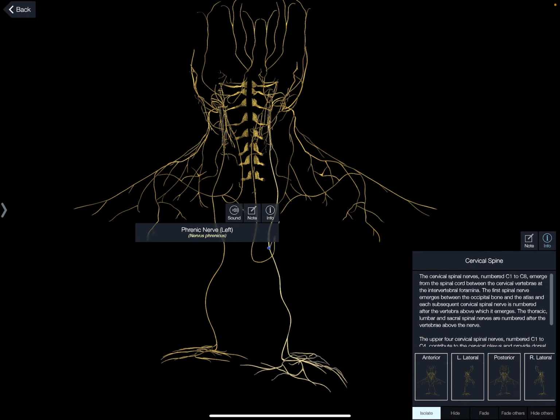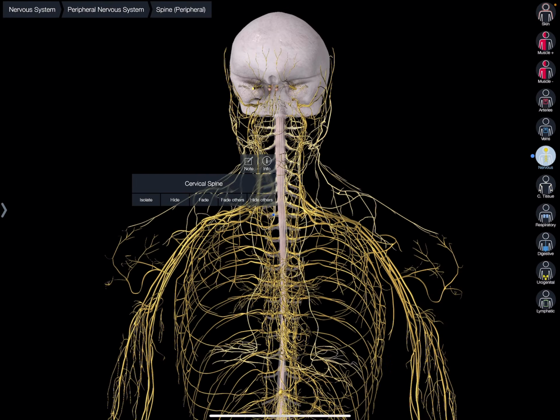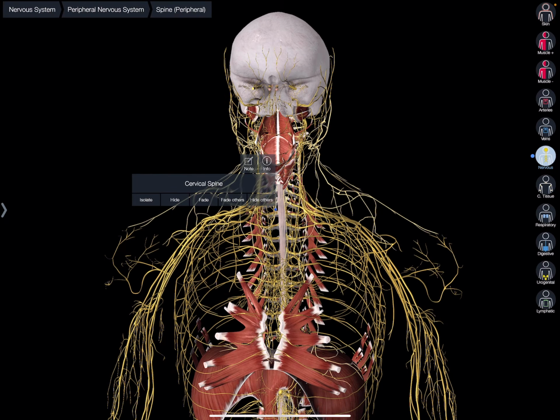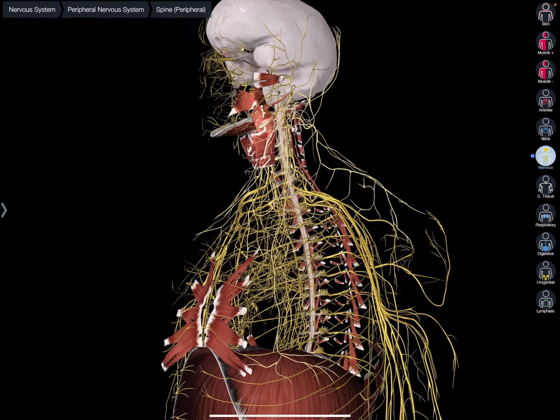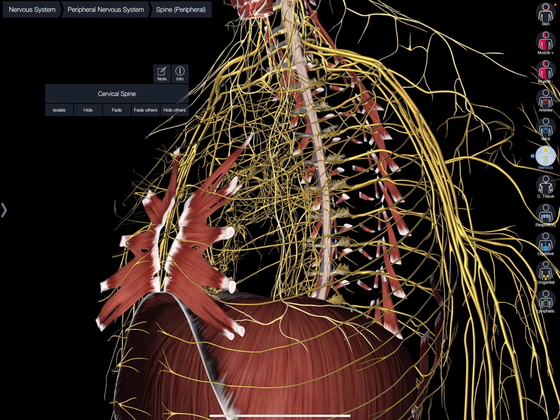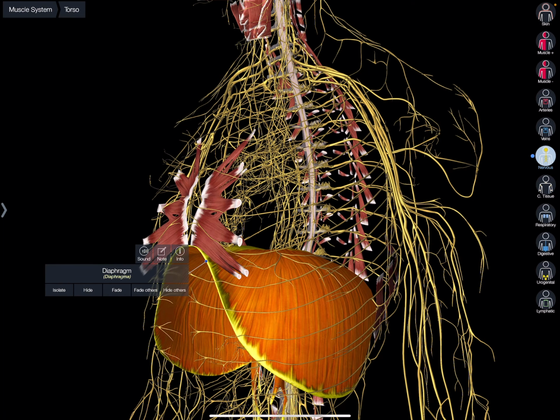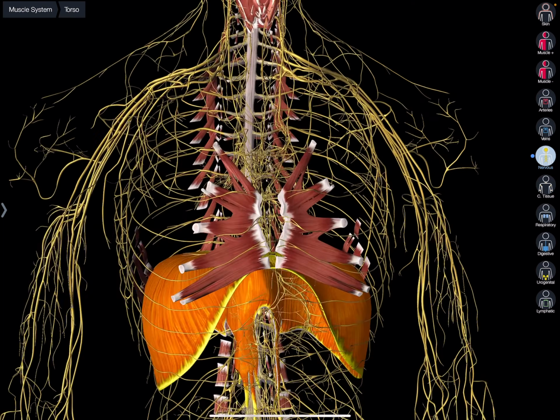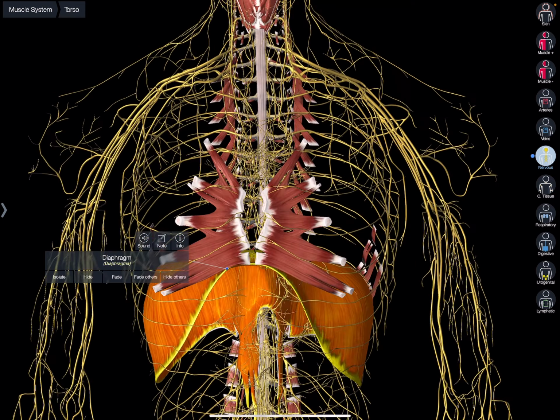Now, this is known as the phrenic nerve. And if I were to move back a little bit and add a few muscles and have a look at what that phrenic nerve innervates, you can see that the phrenic nerve is innervating this muscle here called the diaphragm. So the phrenic nerve helps us breathe because it innervates the diaphragm.